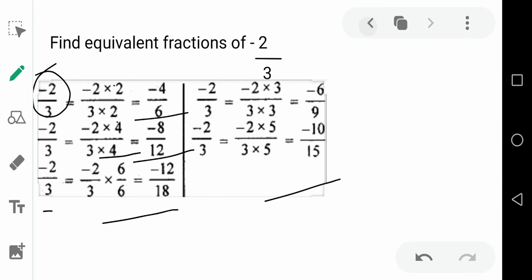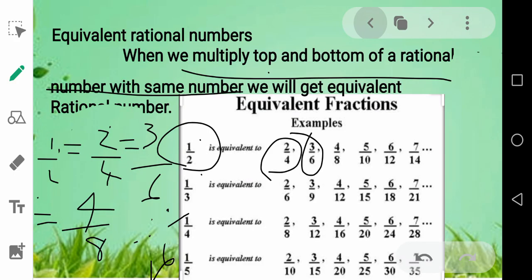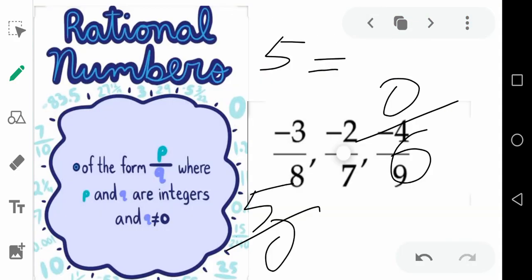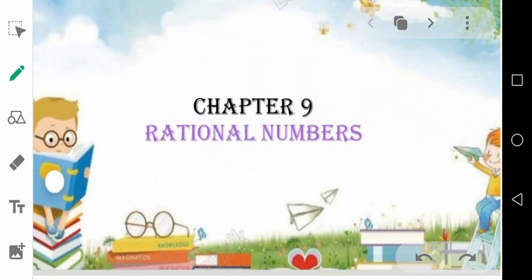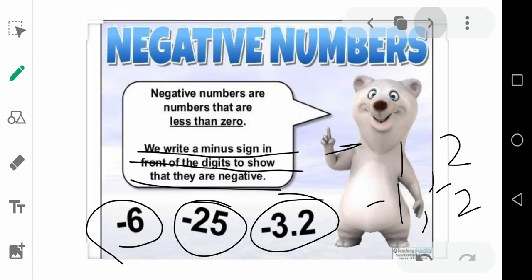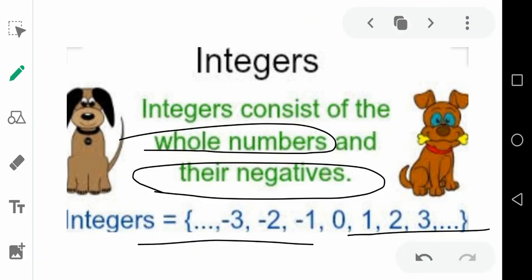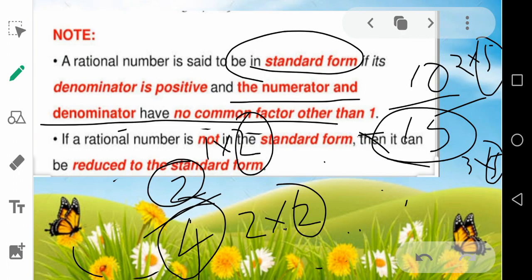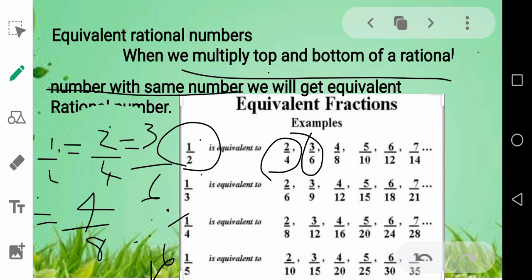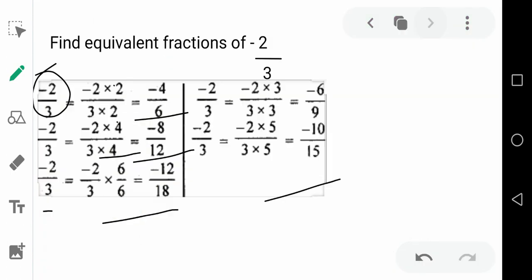Okay. So that's it. That is rational numbers. First what we studied is whole numbers, natural numbers, negative numbers, integers, rational numbers. That is a new topic for you, rational numbers. Understand the concept clearly and write 5 examples of your own. Okay. Then standard form of rational numbers, equivalent rational numbers. That's it. Okay. So write this in your classwork. Thank you.